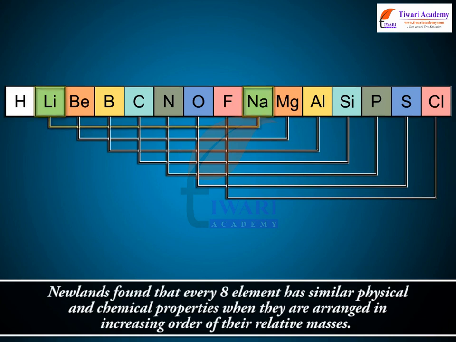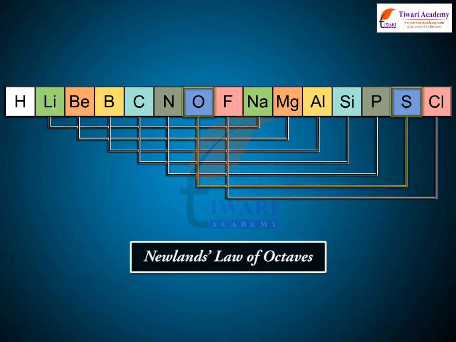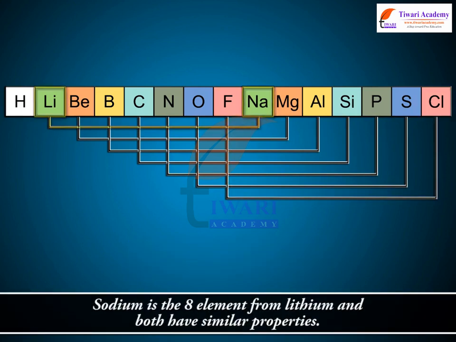Newlands found that every 8th element has similar physical and chemical properties when they are arranged in increasing order of their relative masses. This law is known as Newlands' law of octaves. For example, sodium is the 8th element from lithium and both have similar properties.